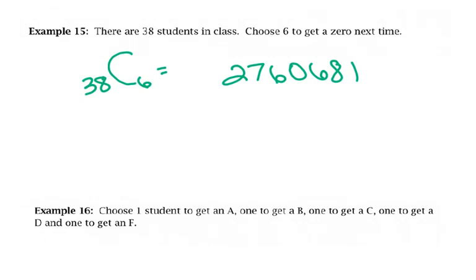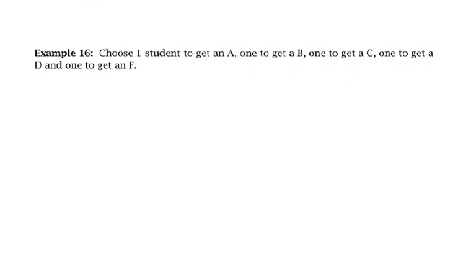Later on, we'll use combinations and permutations to find some probabilities. This one's a little bit harder, but we're going to do some other problems where we have to find some probabilities. So let's do example 16. I'm going to choose 1 student to get an A, 1 to get a B, 1 to get a C, 1 to get a D, and 1 to get an F. So I'm choosing 5 students out of the 38. Does order matter? Well, it matters if you're the one chosen to get an A or if you're the one chosen to get a C. So yeah, order does matter here.